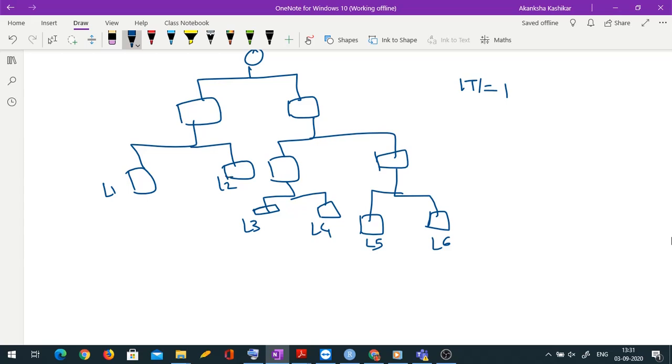This is training data, but using the training data itself I can find the prediction error. So that error plus alpha times mod T, which is 11, so alpha times 11, becomes my error for this current complete tree. Okay. Then we prune the weakest link.